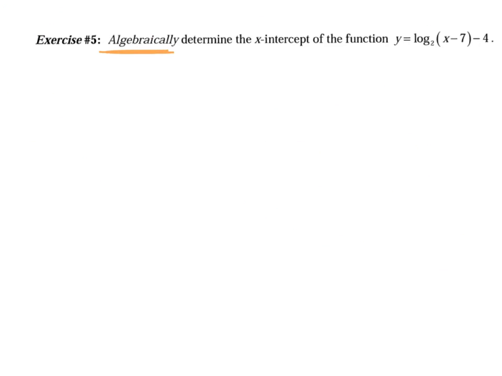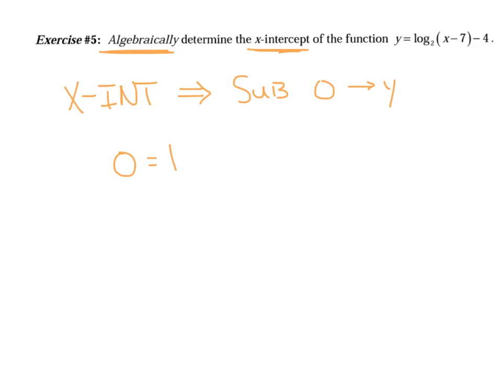Algebraically just means we're not allowed to graph it. And we want to find the x-intercept. So anytime you want to find an x-intercept of any function, what you're going to do is substitute a 0 in for y. And so that's what I'm going to do. I'm going to say 0 equals log base 2 of the quantity x minus 7.